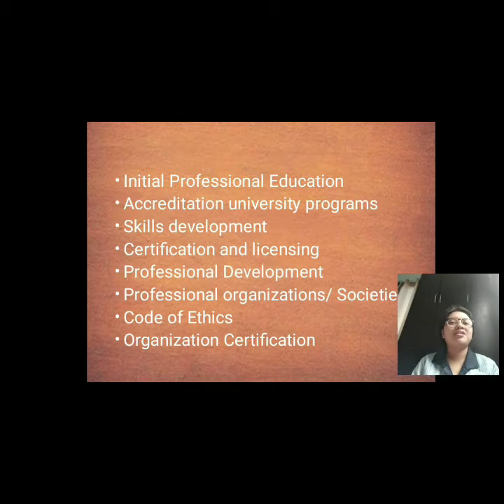And the second one is accreditation of university program. It is where you can get suitable knowledge for your chosen field. For example, an education school. If you're taking education, you must enroll in a suitable or appropriate school or college. Like, for example, I'm taking education and I enroll in medical school. It is a big difference, right? So it must have a suitable or appropriate school or college if you're taking up a college someday.